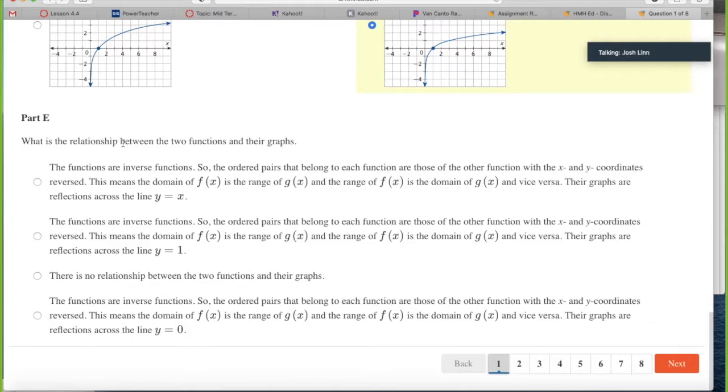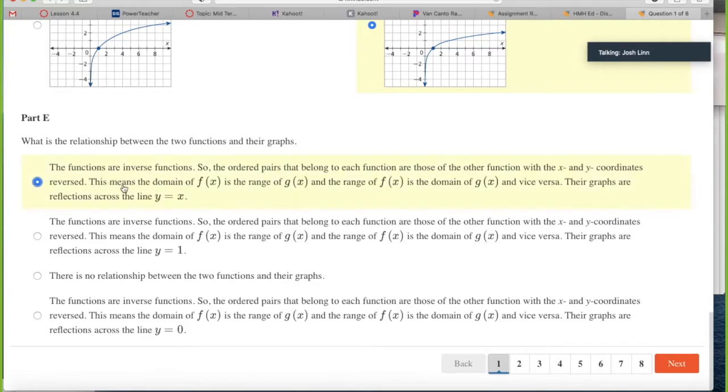What is the relationship between the two functions and their graphs? The functions are inverse functions, true. So the ordered pairs that belong to each function are those of the other function with the x and y coordinates reversed, true. This means the domain of f of x is the range of g of x, and the range of f of x is the domain of g of x, and vice versa. Their graphs are reflections across the y equals x axis.